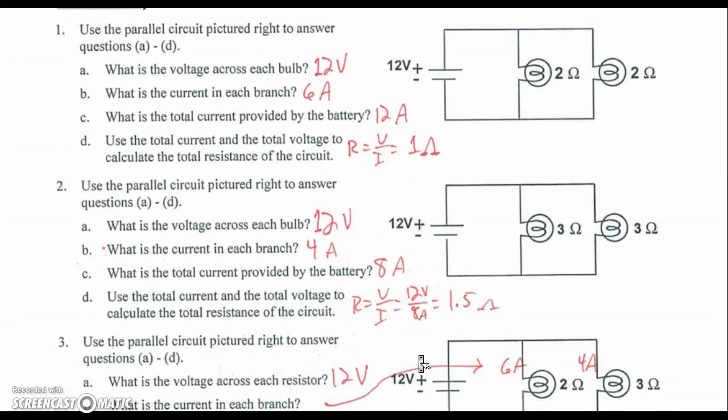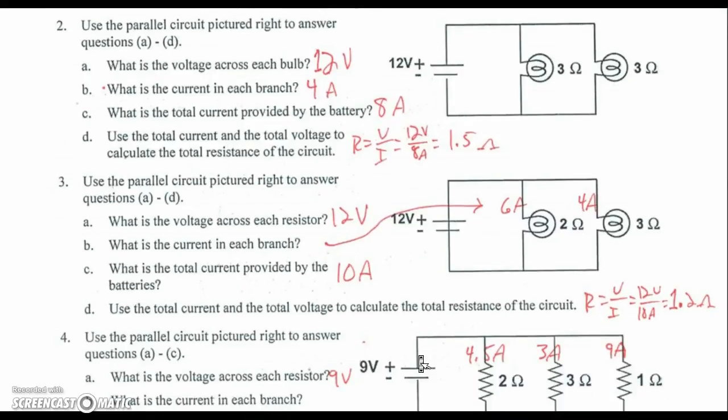And at any point you can pause and go back. So I'm going to do 2 and 3 together here. Alright, here it goes. So use the parallel circuit pictured to the right for the next 4 questions. So what is the total voltage across each bulb? Well, it's going to be 12 volts here and 12 volts here. What is the current in each branch? Well, 12 volts, I can apply Ohm's law. 12 volts divided by 3 ohms is 4 amps here and 4 amps here. So the total current is going to be 4 amps plus 4 amps is going to be 8 amps.